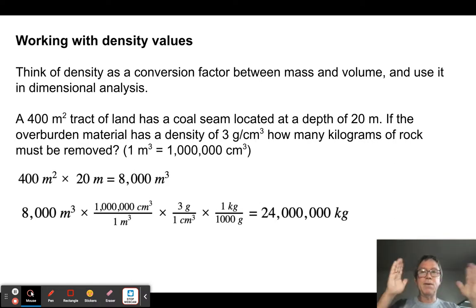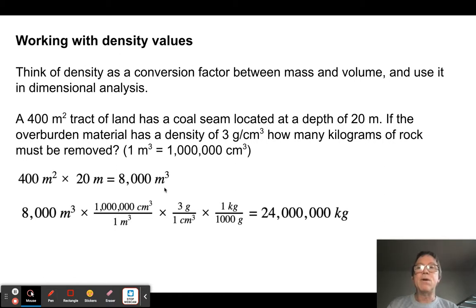You might think, what do I do? Well, the first thing you got to figure out is what's the volume we're talking about. What volume of rock has to be removed? You need to know the overburden is the rock that needs to be removed. So in this case, my units actually match. I have meters and meters, so I just multiply area times height. I get 8,000 cubic meters.